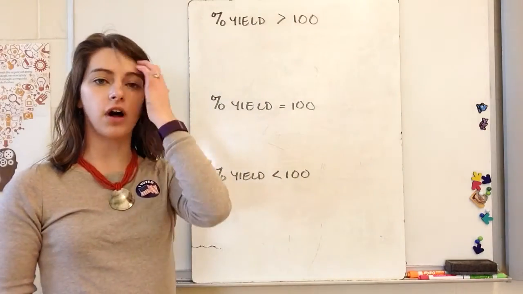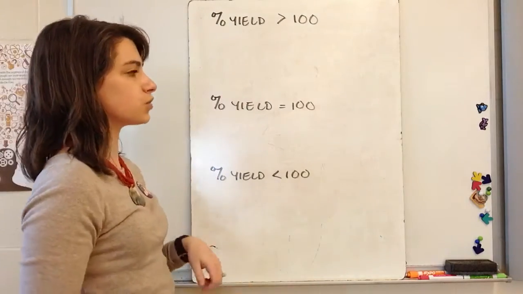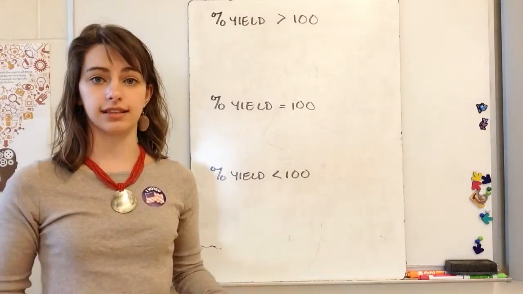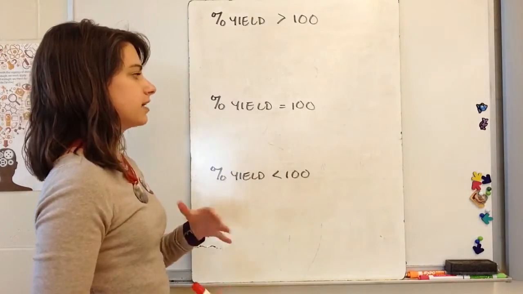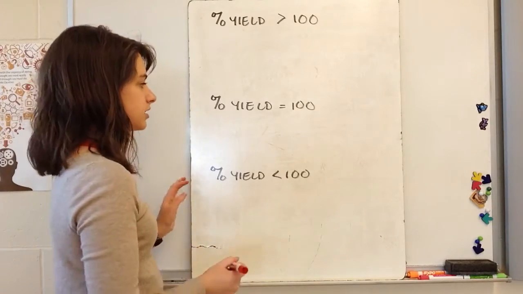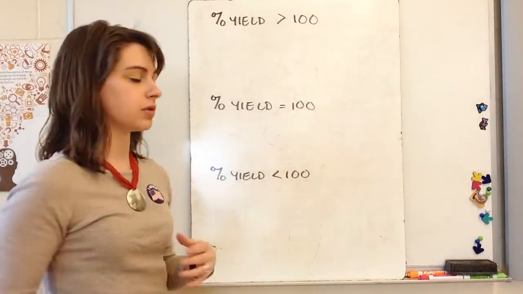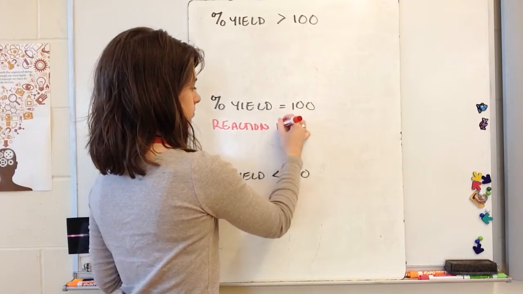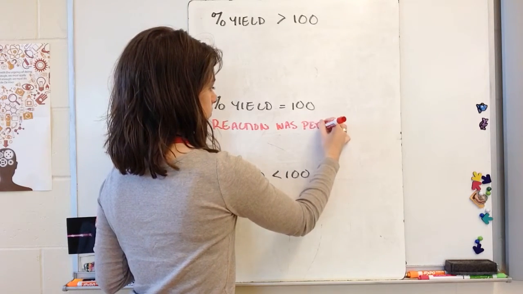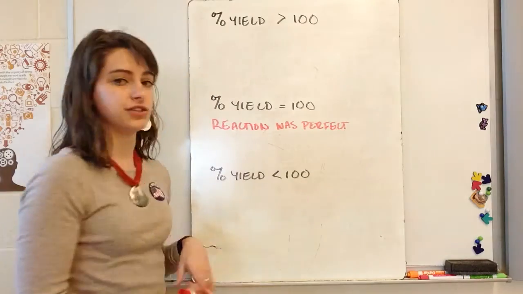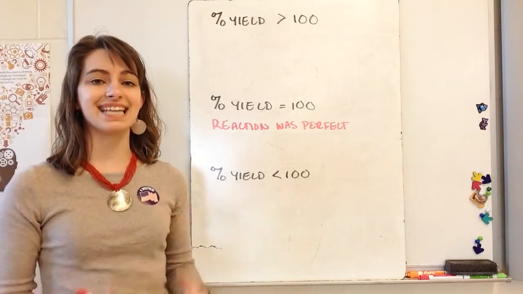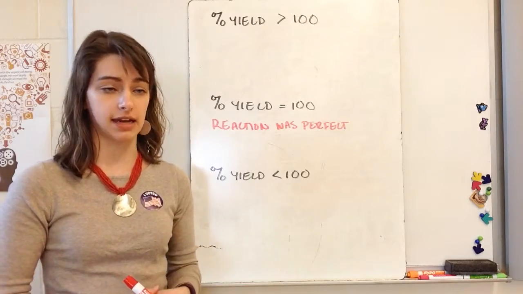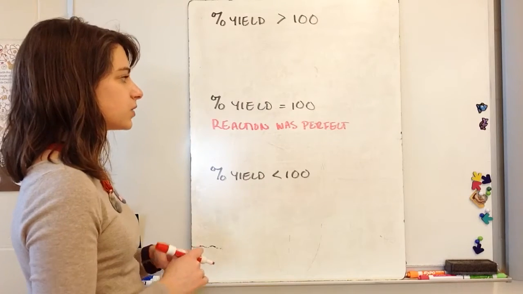So our percent yields can fall into three categories. We can have a percent yield that's greater than 100, we can have a percent yield that's exactly 100, or we can have a percent yield less than 100. So let's talk about if it's equal to exactly 100%. So if your percent yield is equal to exactly 100%, that means the reaction was perfect. It means you didn't gain anything, you didn't lose anything, you made exactly the right amount of product that your reaction, your stoichiometry predicts you should have made. So that's what happens if your percent yield is equal to 100%.